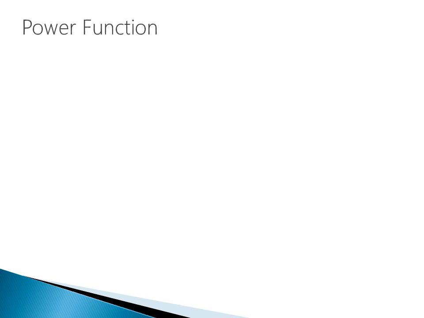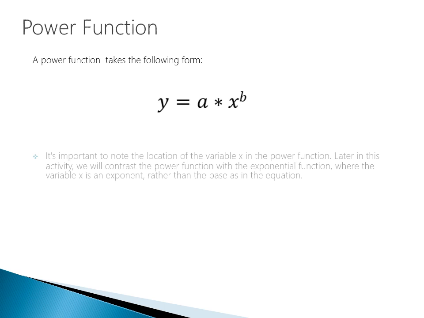Let's take a little time now to talk about the power function and walk through a practical transformation example. So a power function takes the following form: y equals a times x raised to the b. It's important to note the location of the variable x in the power function. Later in this activity, we will contrast the power function with the exponential function, where the variable x is an exponent rather than the base as in the equation.